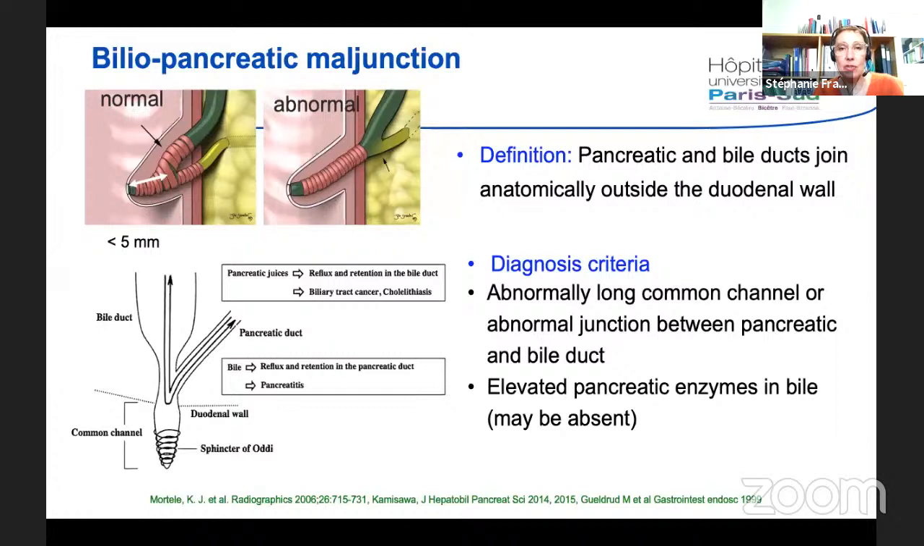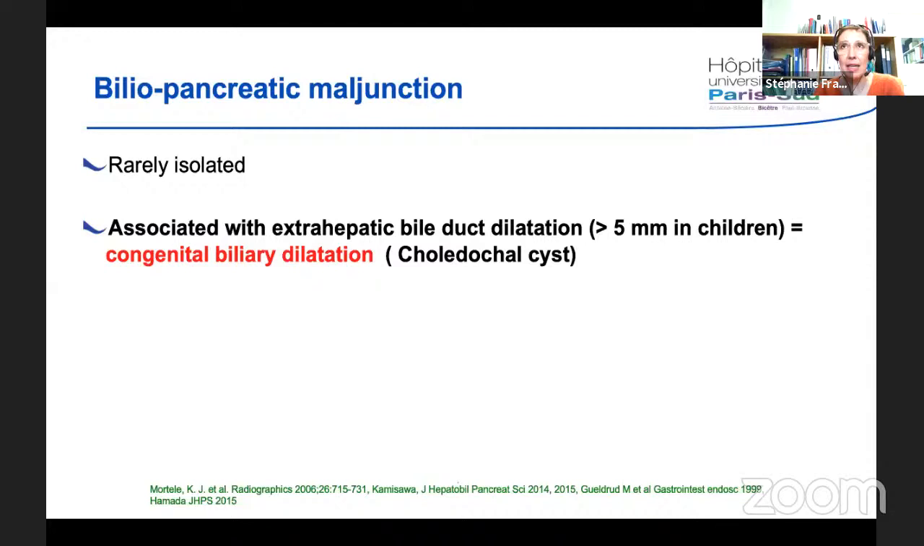The definition of the biliopancreatic maljunction is when the pancreatic duct joins the bile duct outside the duodenal wall. This allows the pancreatic juice to go into the bile duct and the bile to go into the pancreatic duct. The diagnosis is done by showing an abnormally long common channel between the two ducts, more than 5 millimeters in children, on ERCP and MRCP. And you will also have, most of the time, elevated pancreatic enzymes in the bile. This biliopancreatic maljunction is rarely isolated, and most of the time you will have associated extrahepatic bile duct dilatation, the definition being more than five millimeters in children. And when you have the two things associated, then you can make the diagnosis of congenital biliary dilatation, what we usually call choledochal cyst.